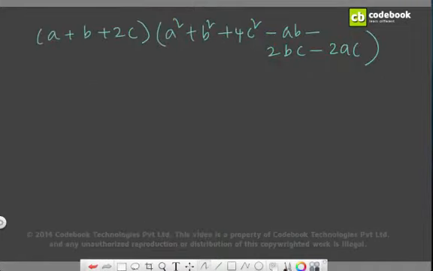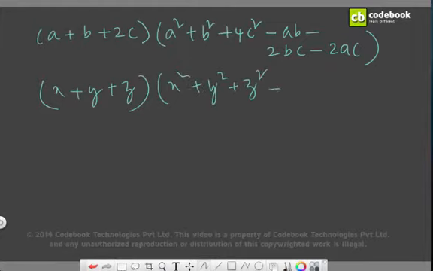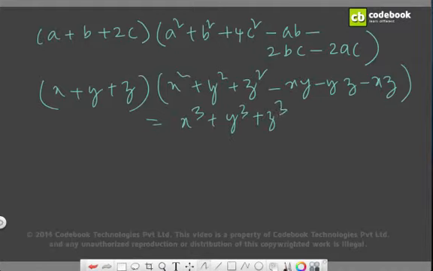So let's look at an example. If you're asked to calculate the product of (a plus b plus 2c) times (a square plus b square plus 4c square minus ab minus 2bc minus 2ac). If you observe closely, this is in the form of (x plus y plus z) times (x square plus y square plus z square minus xy minus yz minus xz). And we know that this is equal to x cube plus y cube plus z cube minus 3xyz.